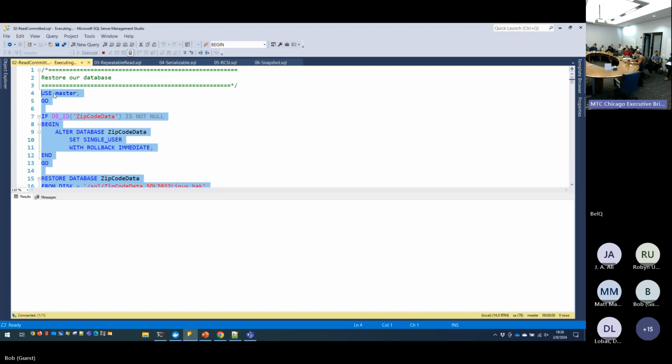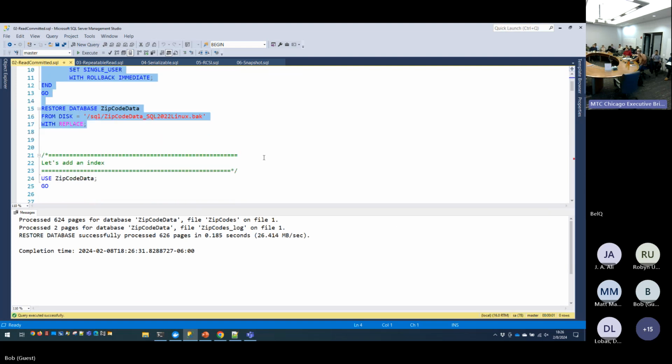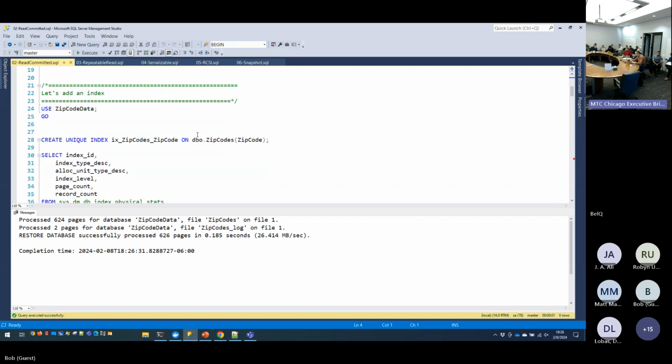I'm going to start by restoring a fresh copy of the database. And again, we're going to use read committed mode now. Remember, this is the default mode. If you install SQL Server and don't do anything else, this is what you're going to get.